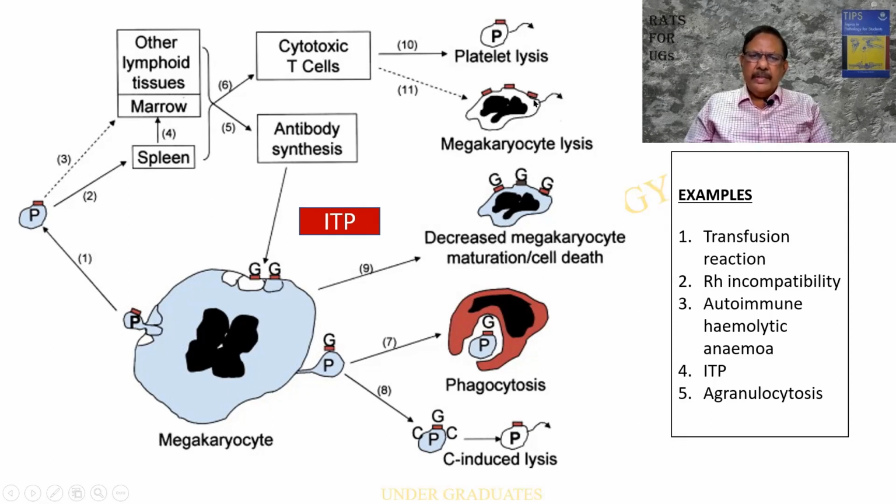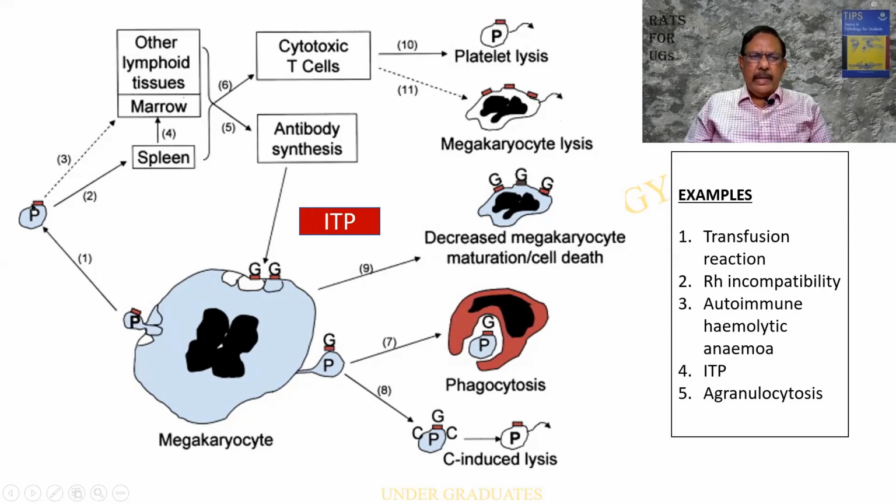And in some conditions, even the megakaryocyte can be undergoing lysis. There will be more production of the platelets, but they will be destroyed. Ultimately, you find that these will get phagocytosed by the reticuloendothelial cells. This is what is happening. So the ITP, I think you people will be able to reproduce.